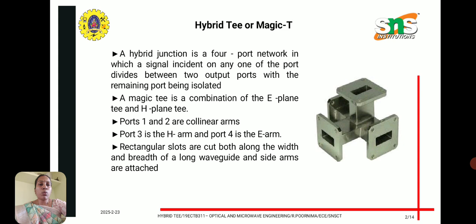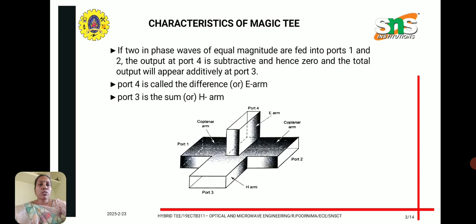Here, ports 1 and 2 are collinear arms, port 3 is the H arm and port 4 is the E arm. Rectangular slots are cut both along the width and breadth of the long waveguide and side arms are attached. Here are the characteristics of magic T.